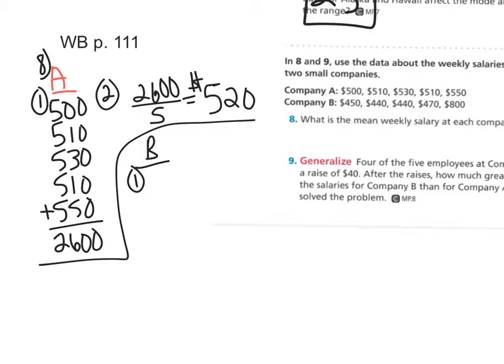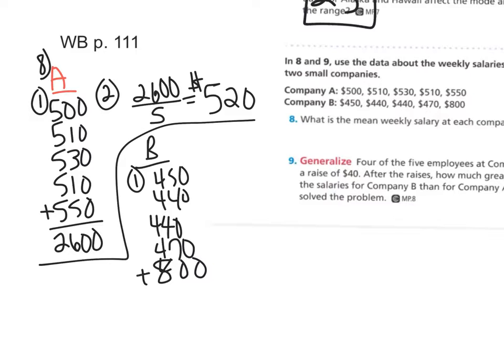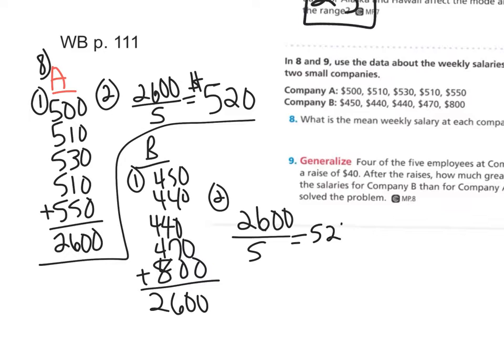Now for company B. Same idea. We'll add those together. Somebody's making a lot of money, more than the others. Okay, so that comes up as 2,600 also. And again, divide that by 5 is 520. Okay.